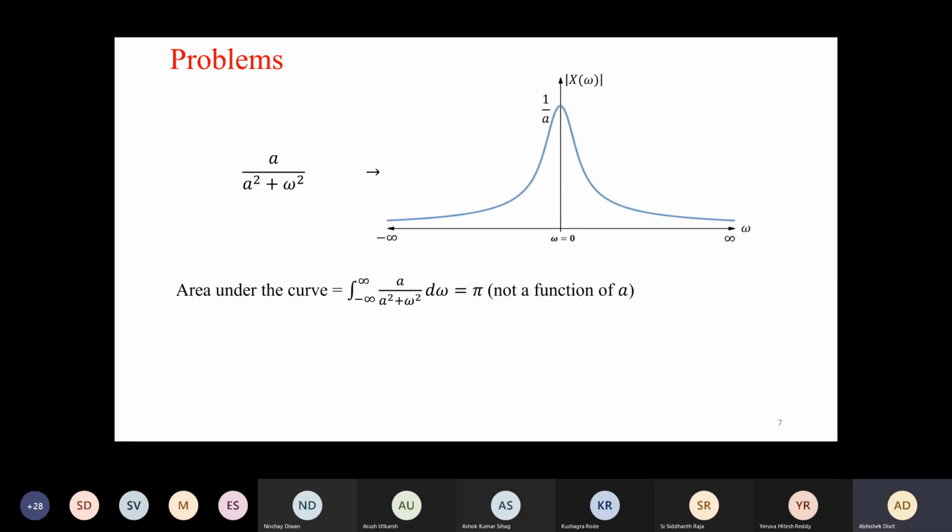Now, if I look at this function without limits, just look at this. What is this? This is some function like this. Forget about this mod, I'm just plotting this function. When omega is 0, this is simply 1 by a. And as omega increases, you know that this is going to decrease. You can also work out the maths yourself and convince yourself that this will be some function like this.